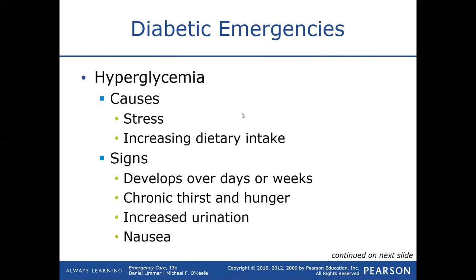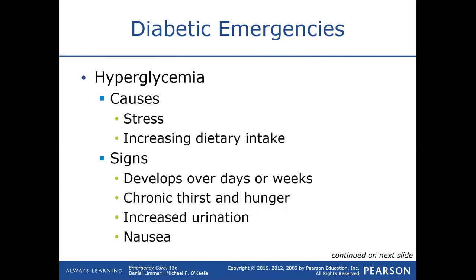Stress, increasing dietary intake could be some more causes of it. Signs, developing over days or weeks. So this takes a lot longer to kick in. This is a person who hasn't taken their insulin the way they're supposed to for a period of time. They could be real thirsty and hungry, with increased urination and nausea, okay? I've had these patients before where they're diabetic. We'll get into that in a minute, but they're in a serious condition where their sugar's been really high for a really long time, and they're actually unresponsive.